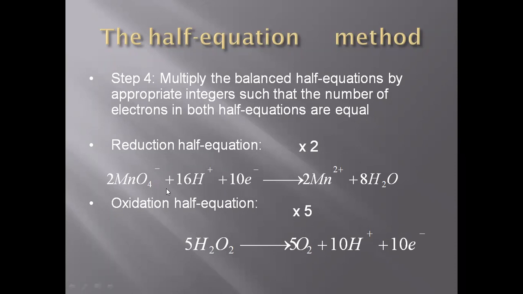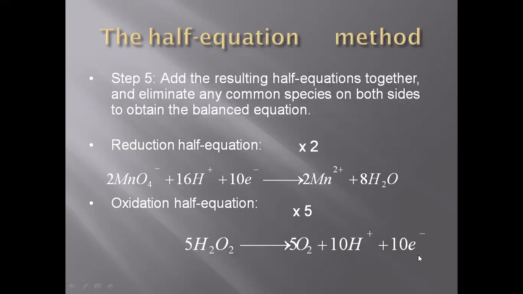So 2MnO4 negative plus 16 H positive plus 10 electrons gives 2 Mn2 positive plus 8 H2O. In the oxidation half, we will have 5 H2O2 giving 5 O2 plus 10 H positive and 10 electrons. Clear? Now we need to eliminate the common species in both the equations.